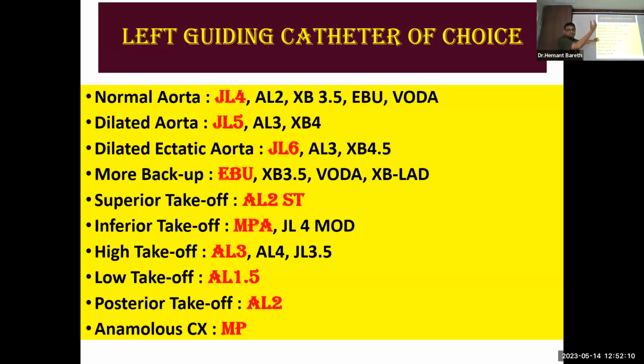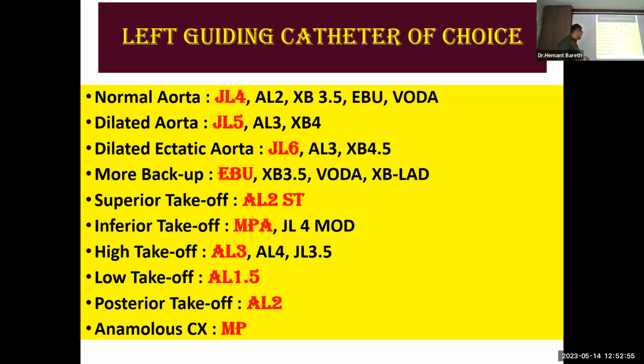If it is a superior takeoff, obviously you use multipurpose for superior takeoff, but better still would be AL2 short tip, because you don't want AL2 to just go inside the whole left main. So anywhere you can't find it, AL is the thing. So here we use AL2 short tip. But if it is an inferior takeoff, as I said, always good for inferior is multipurpose. Multipurpose A you take for any inferior takeoff, whether it is left or right.